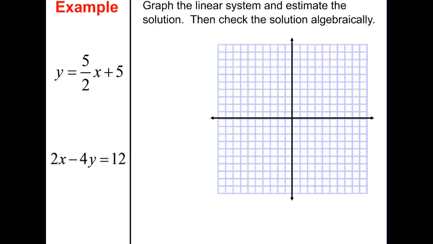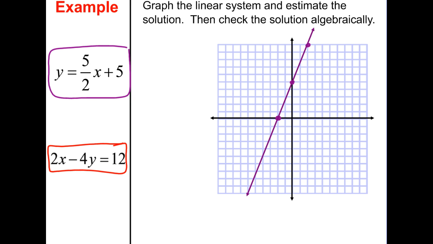Now we're going to learn how to estimate the solution by graphing. So the first thing we need to do is actually graph each equation. I'm going to graph y equals 5 halves x plus 5 in purple. And there's the graph. I'm also going to graph the line 2x minus 4y in red. And here's my second graph.